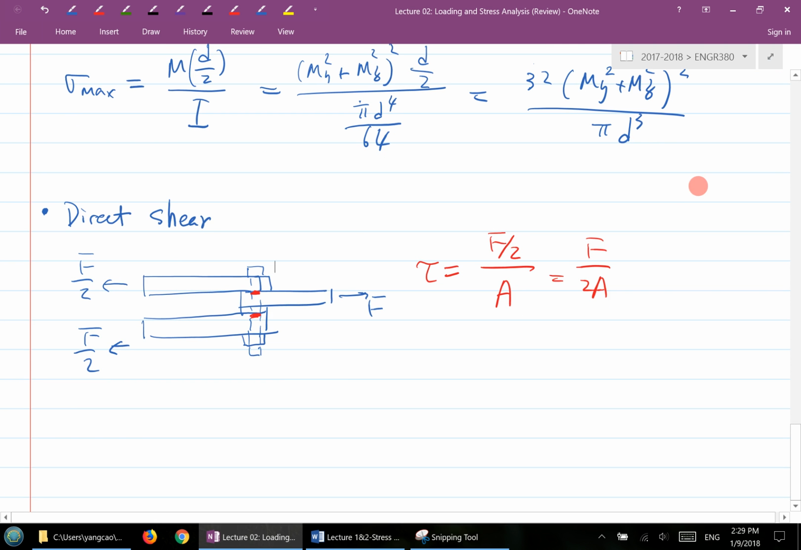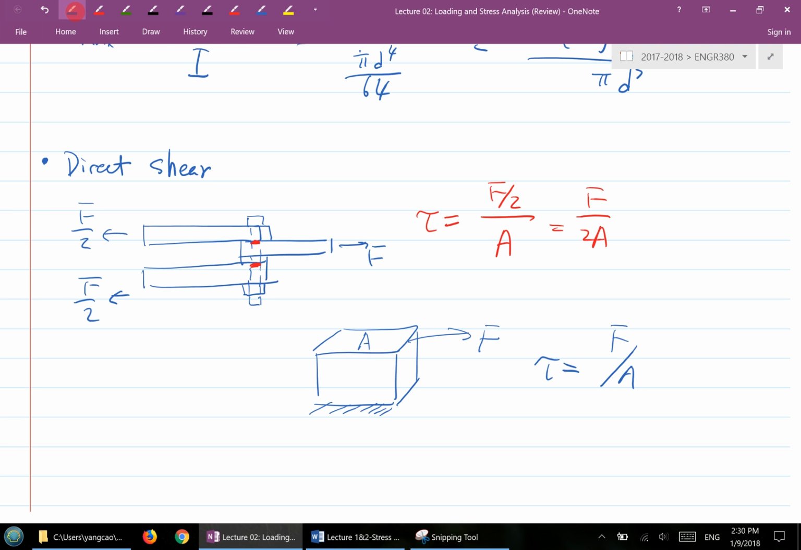And another scenario for direct shear that you often see is, let's say, if you have a cross section like this, and it's fixed on the wall, and then a force is applied to this cross section, and this cross section is A. You consider it a direct shear on the cross section, so the shear stress is F over A.